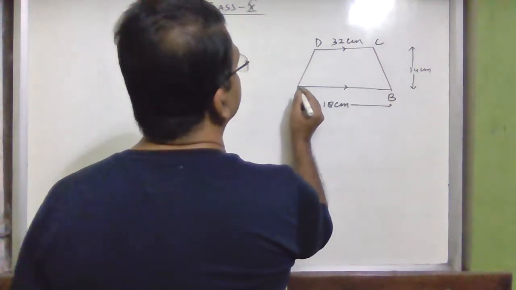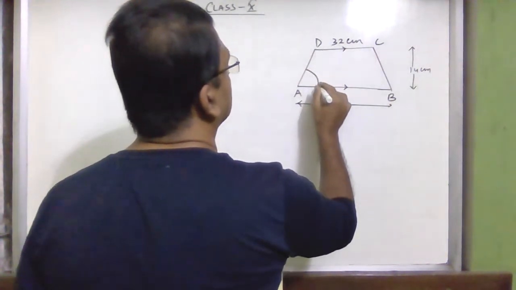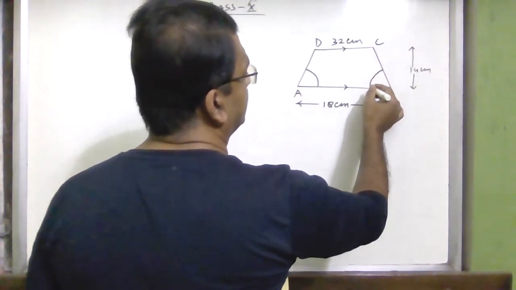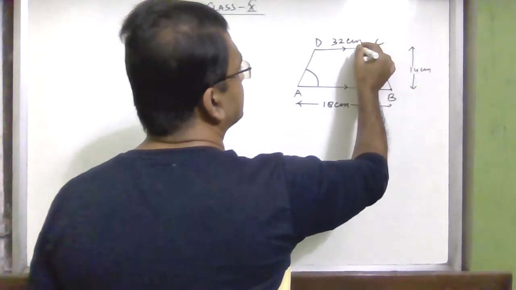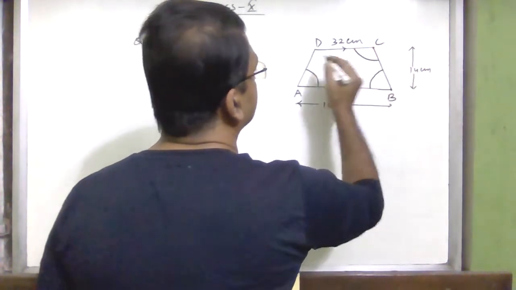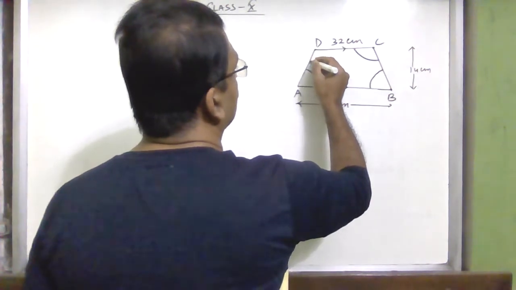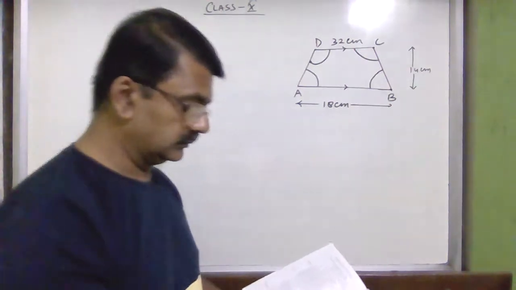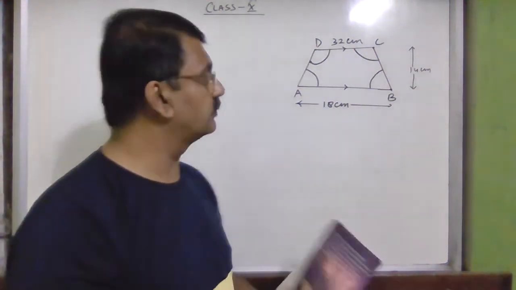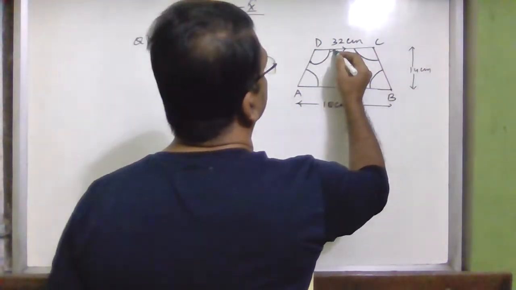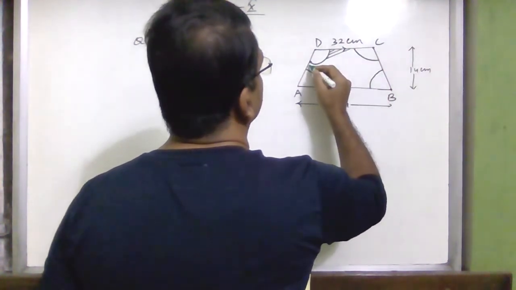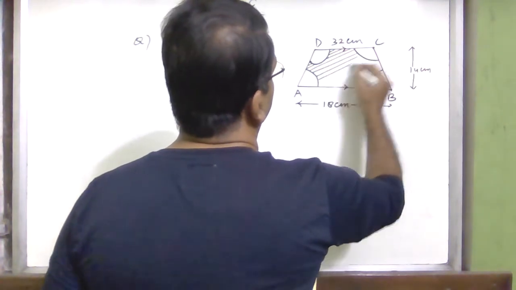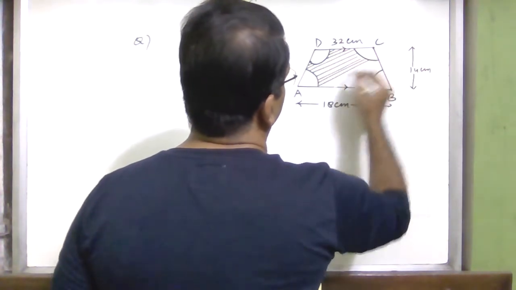With A as the center, you draw an arc. With B as the center, you draw another arc of the same radius, that is 7 centimeter. With C as the center, you draw another arc with the same radius. And with D as the center, you draw another arc with the same radius. Now, you have to find the area of the shaded part.